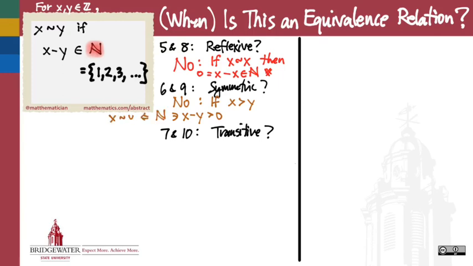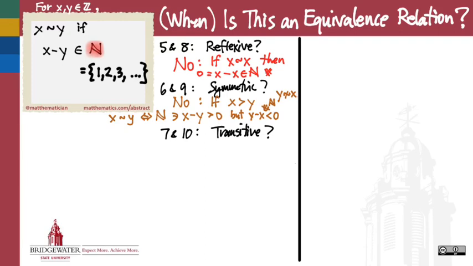and therefore x will be related to y, right? So if x is greater than y, then we can say x is related to y by this relation. But y minus x, on the other hand, will be less than 0, and therefore will not be an element of the natural numbers, and therefore y will not be related to x. So symmetric property is also no.